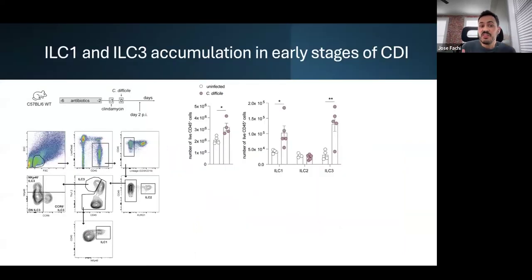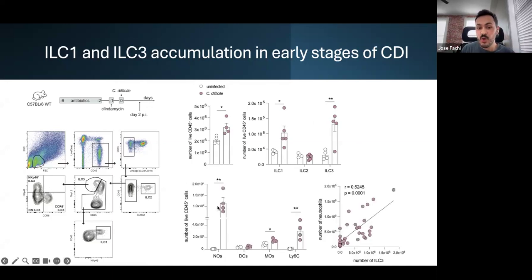And then we decided to investigate if ILC3s can also be important for the early stage, because we know that they are there. We have a lot of increased ILC3s in the early phase. So we checked the lamina propria after 2 days of infection, as you can see here, by gating all the ILCs. You can see the ILC1 was higher, as reported by the Eric Palmer group, but ILC3 was also higher after 2 days of infection. So they are there, but they are only suggested to be important in the late phase when they produce IL-22.